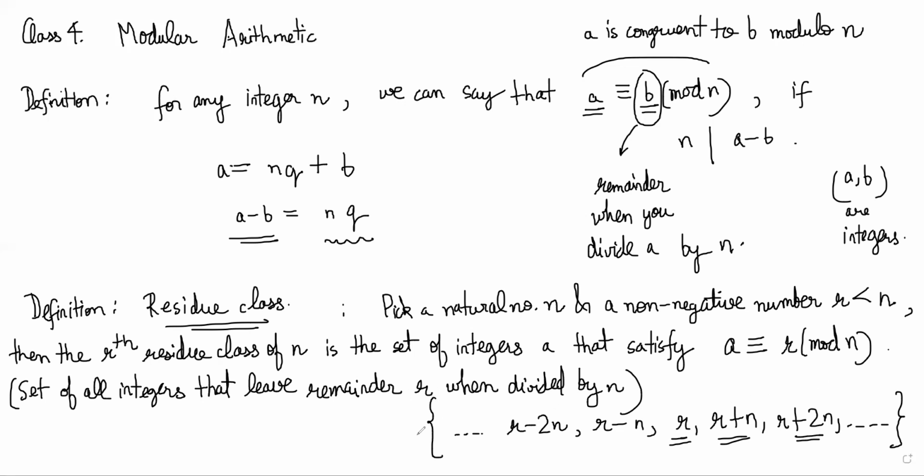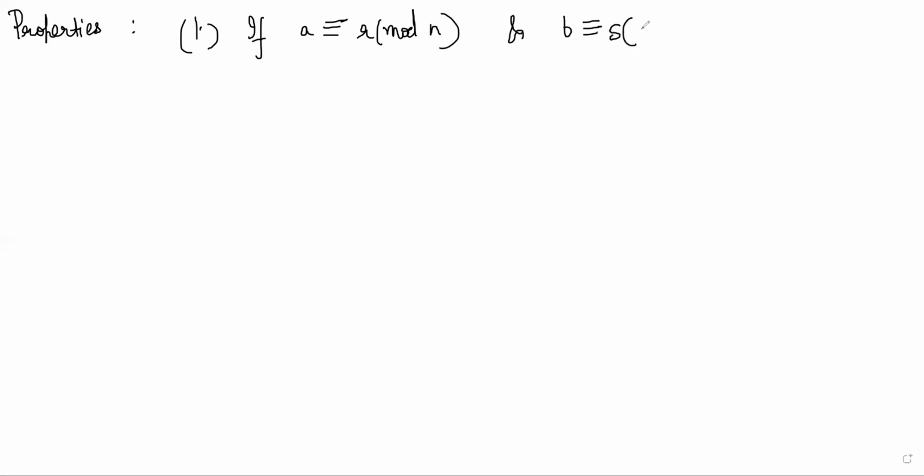So now let's look at some of the properties that come from these definitions. The first property is, if A is congruent to R mod n and B is congruent to S mod n, then we can say that A plus B is congruent to R plus S mod n.